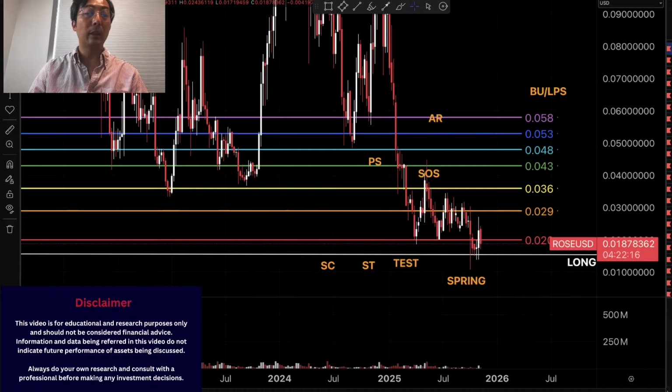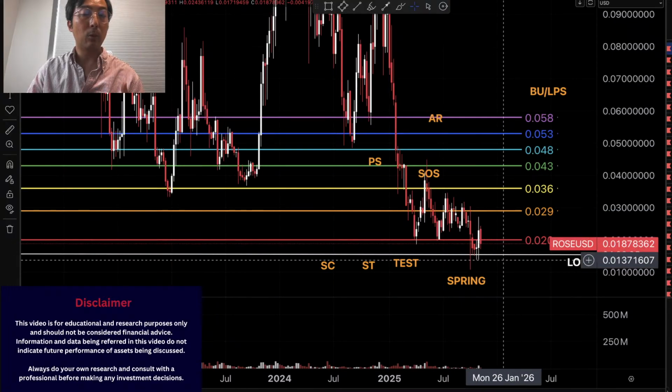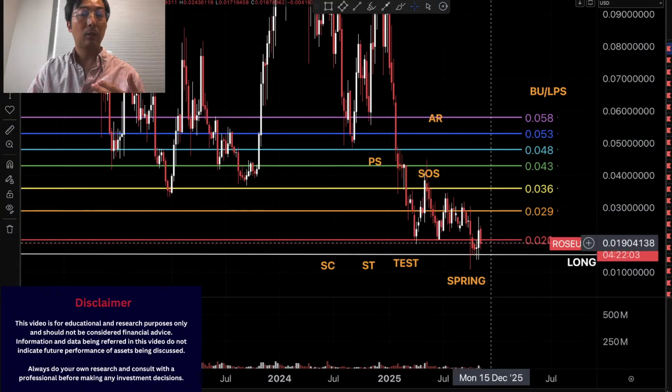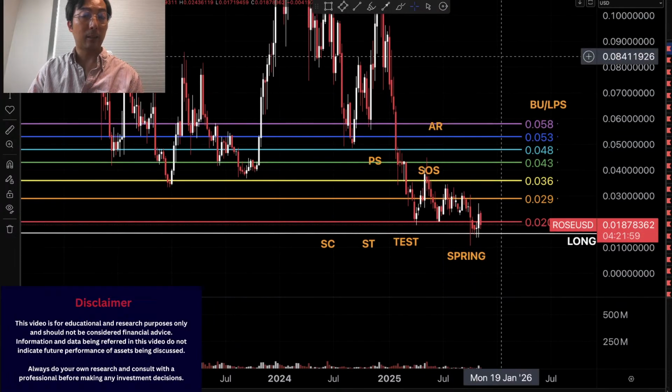So let's start with the weekly chart of Oasis. This is the very first time that I cover Oasis, so I've only put in these rainbow key levels somewhere near the price point that Oasis is currently trading. And now it's time to put in the Wyckoff text.